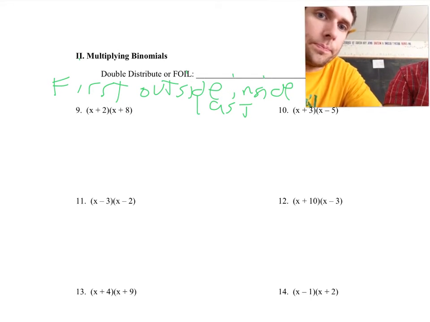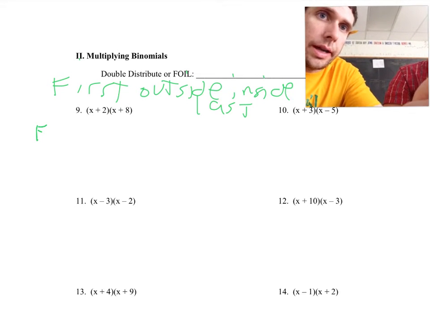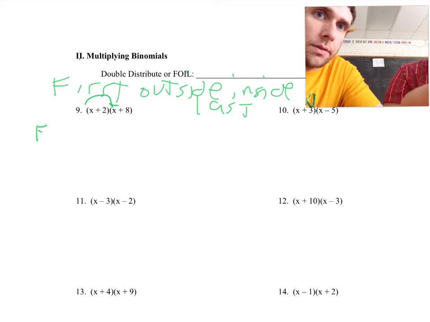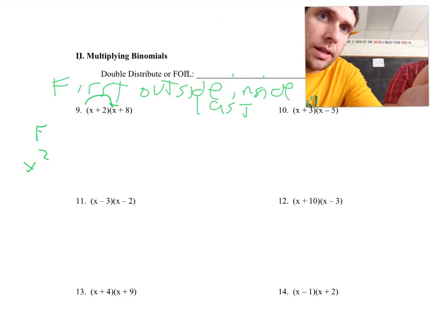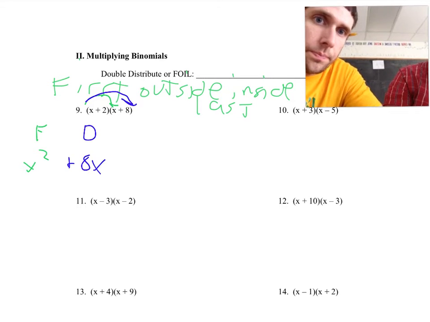So we're going to be doing 4 things here. We have our first terms, which is our x times our x, and that gives us x squared. And then I have to use this x again, because I'm going to distribute the x through, so I'm doing x times the 8 over here. And that gives me, this is my outside term, a positive 8x.